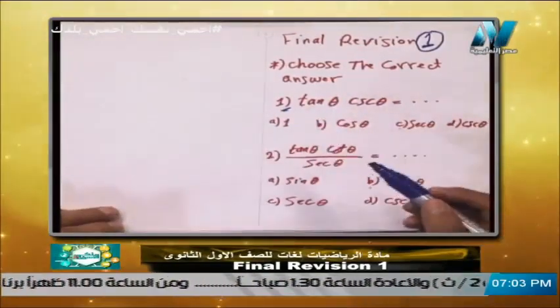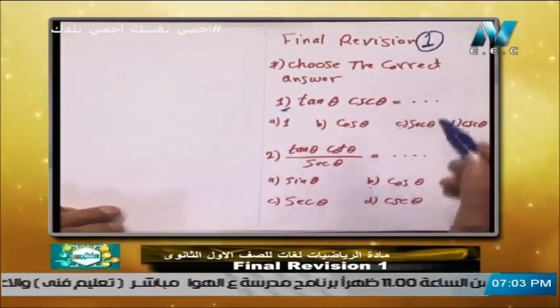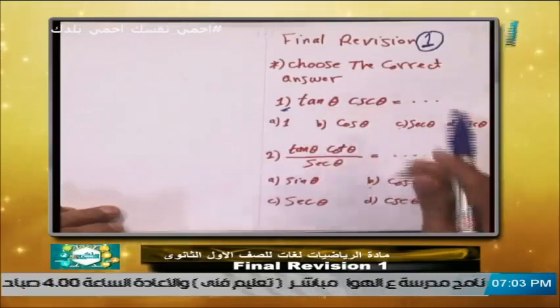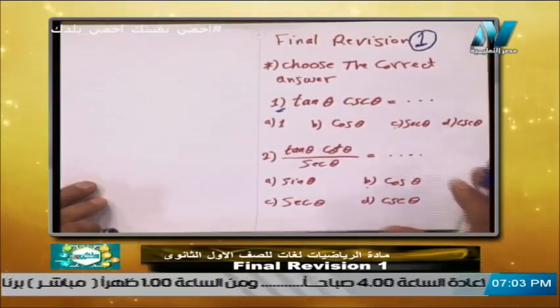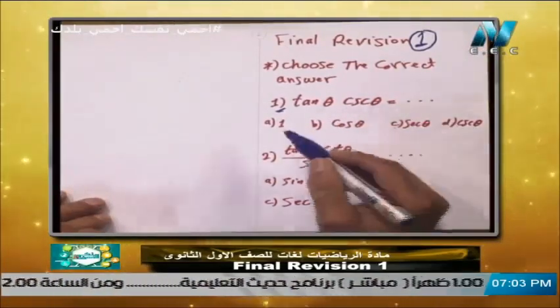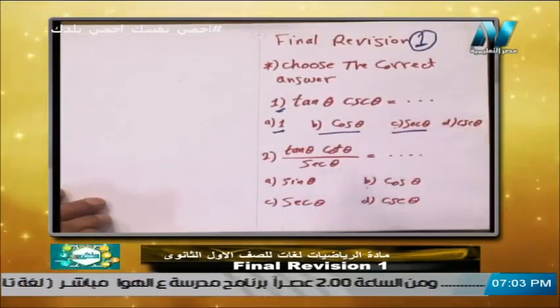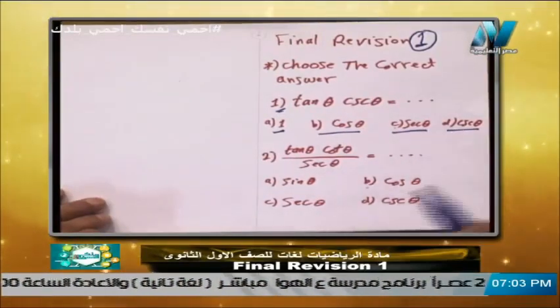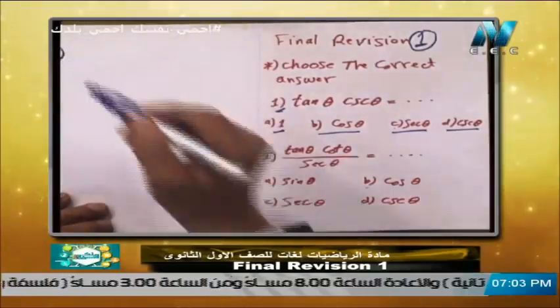Number one, tan theta cosec theta equals what? We have here mainly trick questions. So, tan theta cosec theta equals what? Is it 1 over cosine theta, sec theta, or cosec theta? Okay, let's explain.